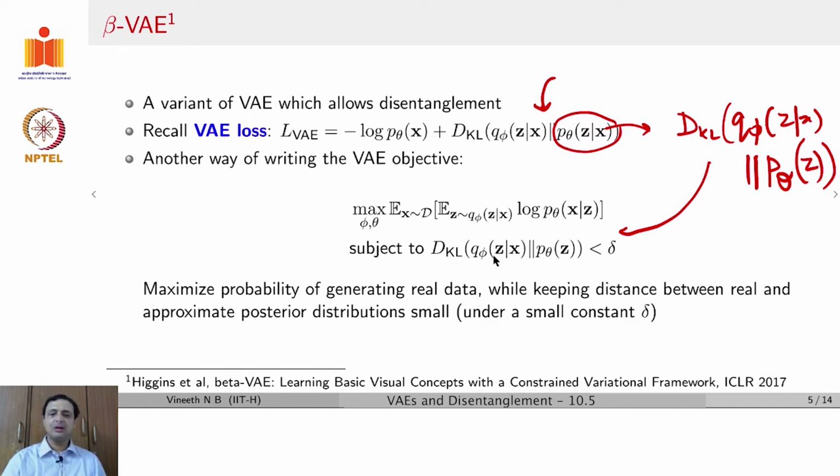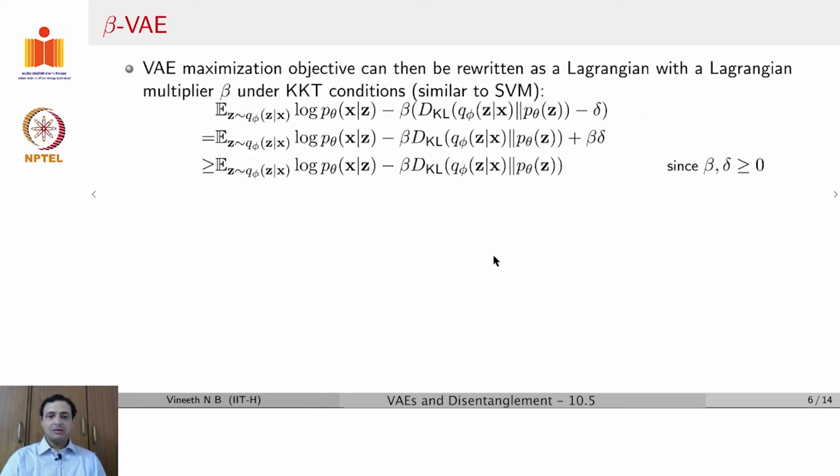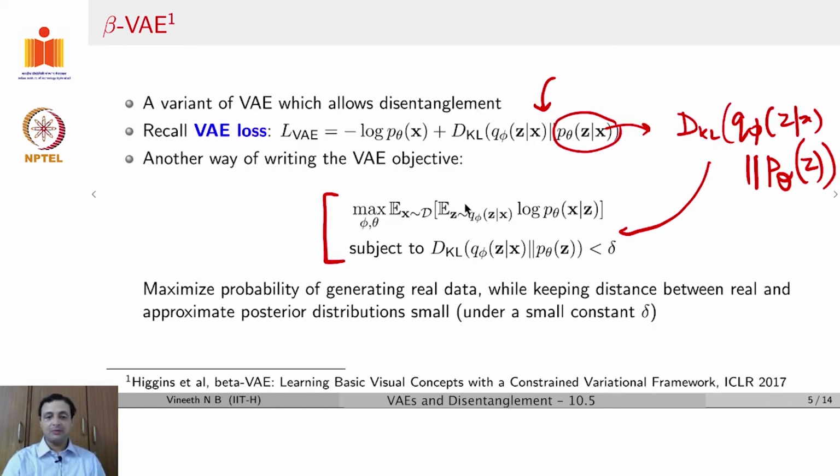How does this help? Now, keeping this optimization problem in mind, it can be written as a Lagrangian with a Lagrangian multiplier using the KKT conditions. This is very similar to how one would write out the support vector machine objective. So this would turn out to be maximizing the log likelihood and minimizing the constraint term that we had here.